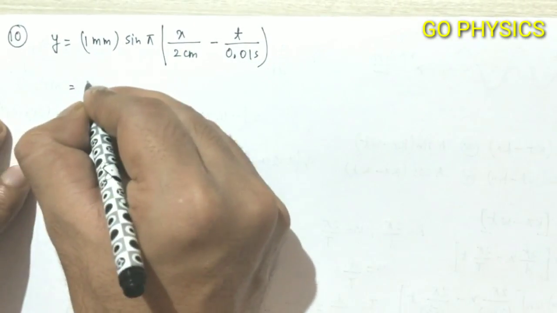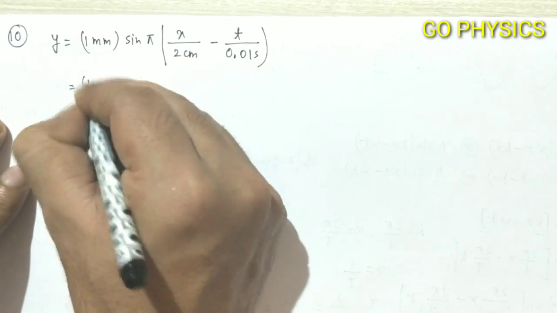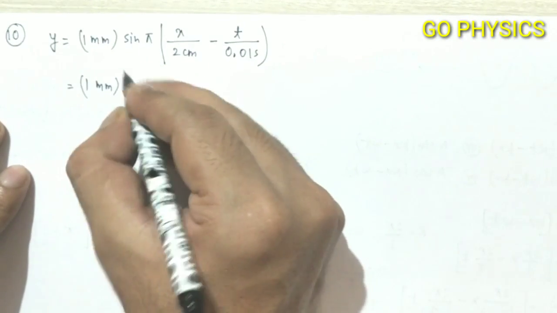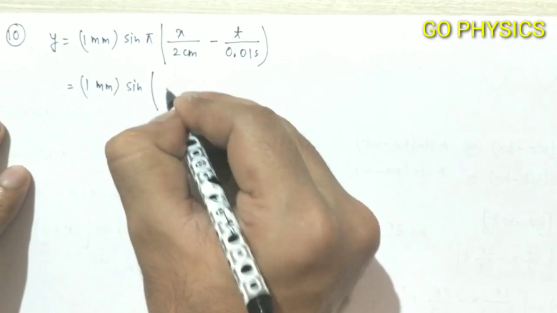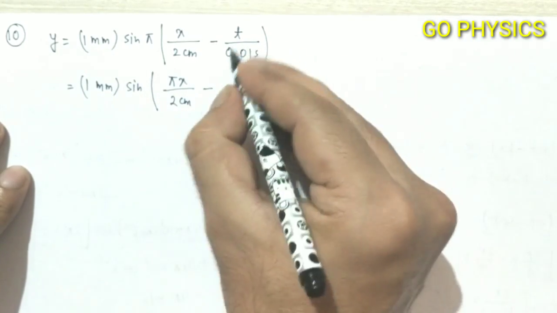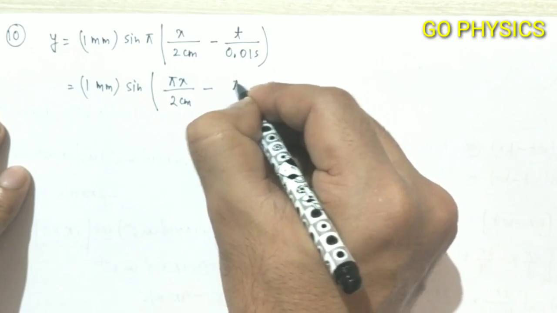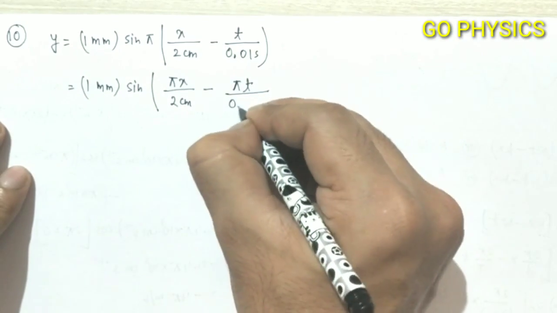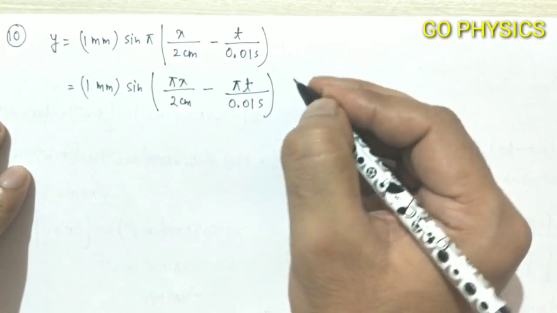Now what we will do, we will send this pi term inside the bracket. So this will become pi x by 2 centimeter minus pi t by 0.01 second.